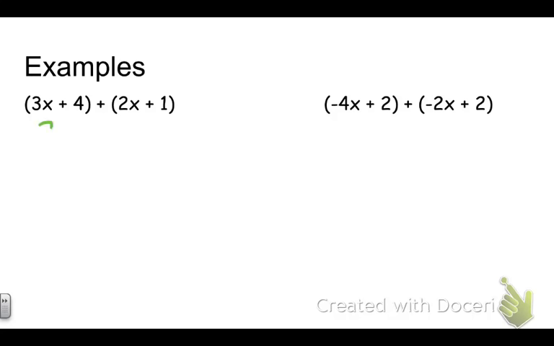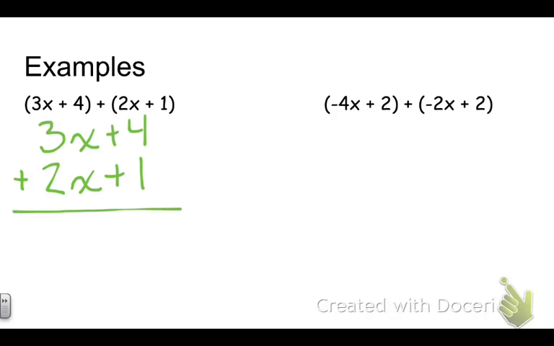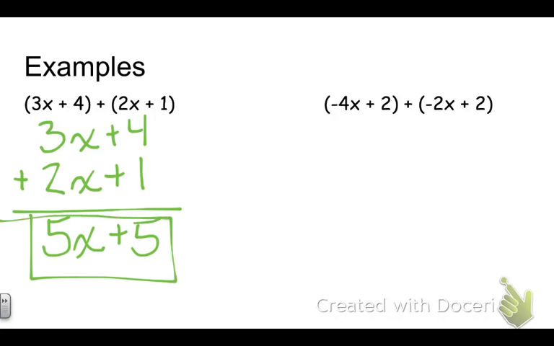Some teachers are going to have you write them like this. If we've got 3x plus 4, and it's being added to 2x plus 1, instead of horizontally, the way I have it written, they're going to tell you to write it vertically, what I've done in green. This might be easier for a lot of you to see. So now look at it. 3x's plus 2x's gives you 5x's, and then 4 plus 1 is 5. Done. There we go. We just added a linear expression.